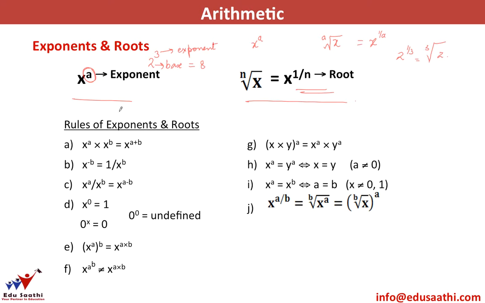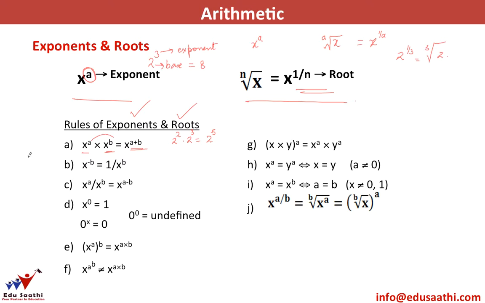There are certain rules related to exponents and roots that you have to always take into consideration while solving the questions of exponents and roots. The first one being, when the bases are same, the powers are added. So if you have something like 2 square into 2 cube, it will be actually 2 plus 3, which is 5. When the bases are same, the powers are added.